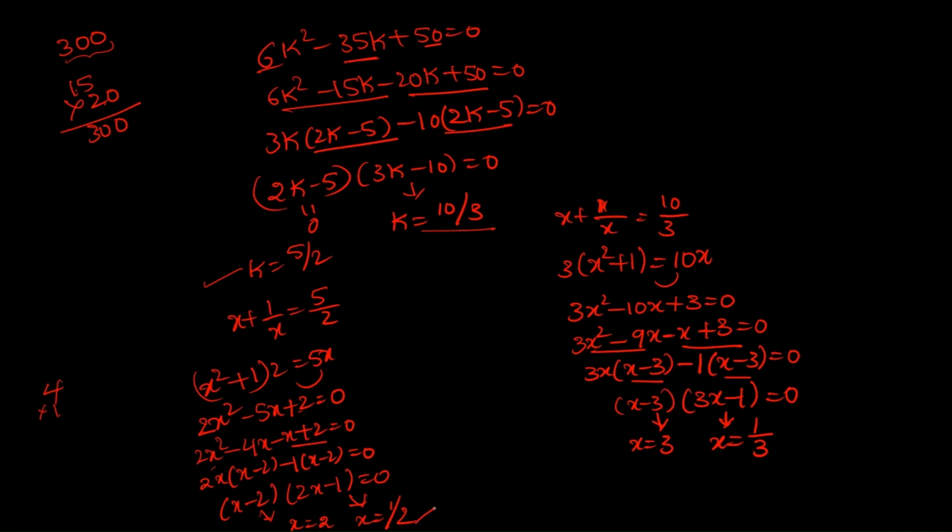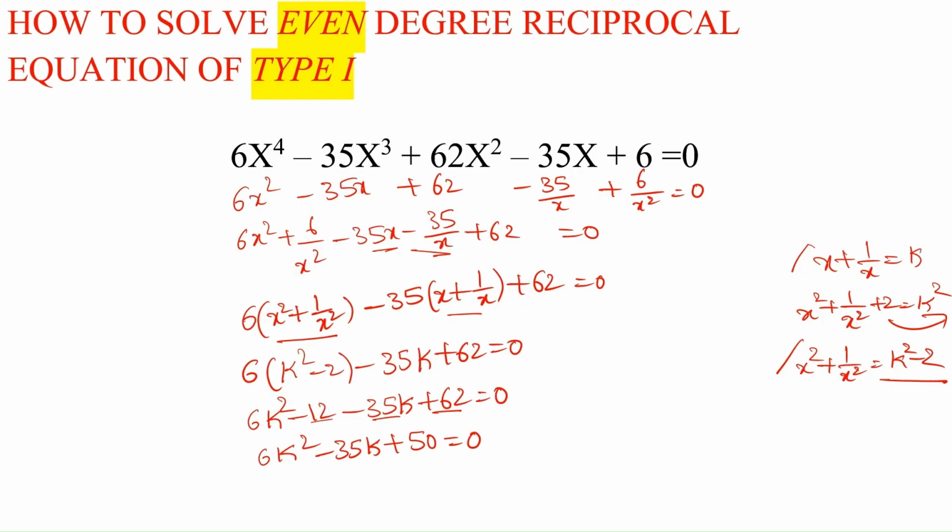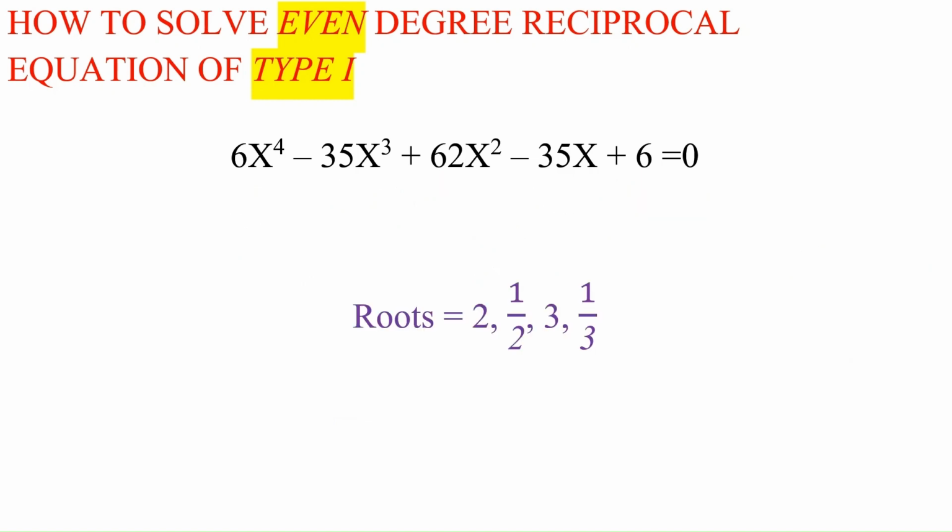Now x is equal to 2 and x is equal to 1 upon 2, x is equal to 3 and 1 upon 3 are the solutions for the given equation. As the equation is of degree 4, it will have 4 solutions. Now we have got the solutions. If we observe this particular equation and its solutions, we have these solutions. Solutions are roots of the polynomial.